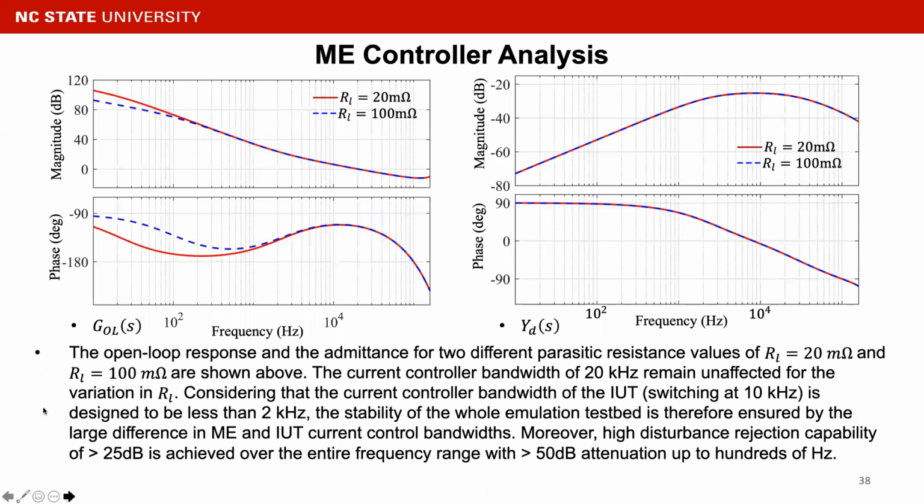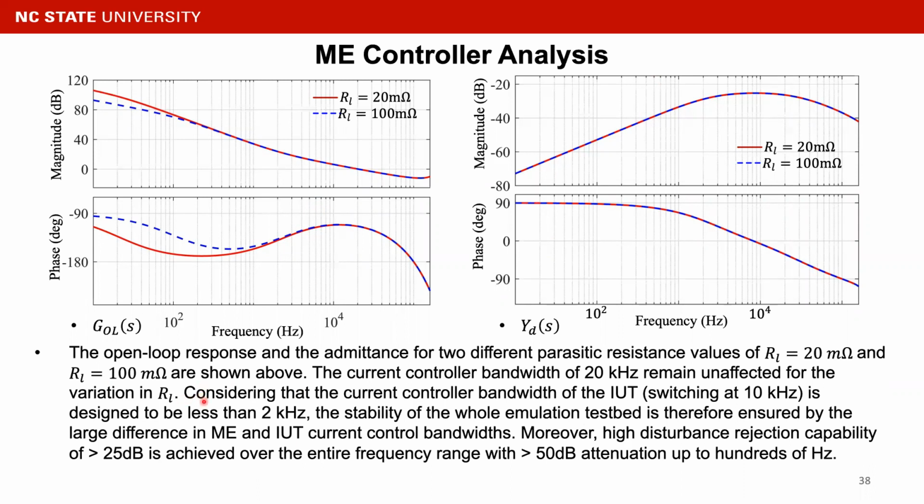And here, on the left we have the open loop response of our system, and on the right we have the admittance response of our system. The response is drawn with two different parasitic resistance values, 20 milliohm and 100 milliohm. The current control bandwidth of 20 kilohertz remains unaffected by the variation of the resistance.